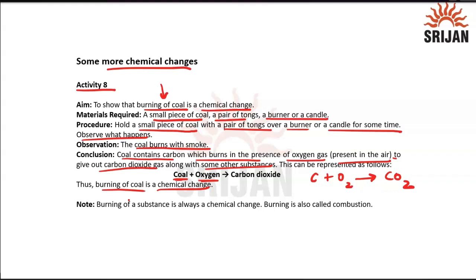Since you are getting something very new, carbon dioxide, we can say it is a chemical change because a new product is formed. This is our conclusion and observation. You will also see a change in the color of the smoke, depending on the type of burning: a little white smoke, a little black smoke. Burning of a substance is always a chemical change.